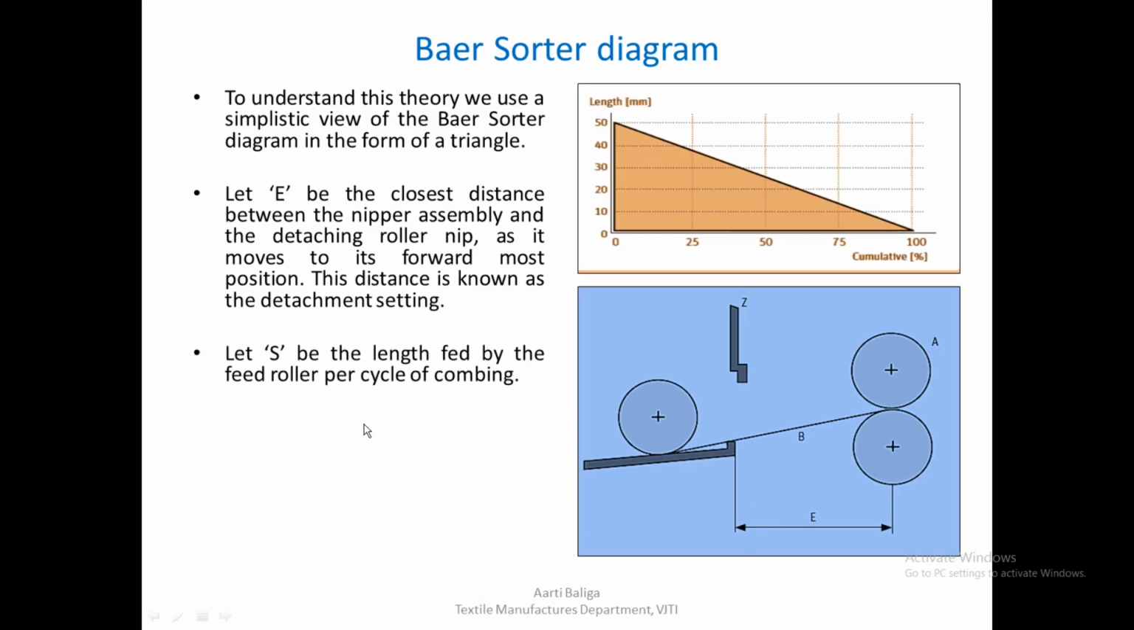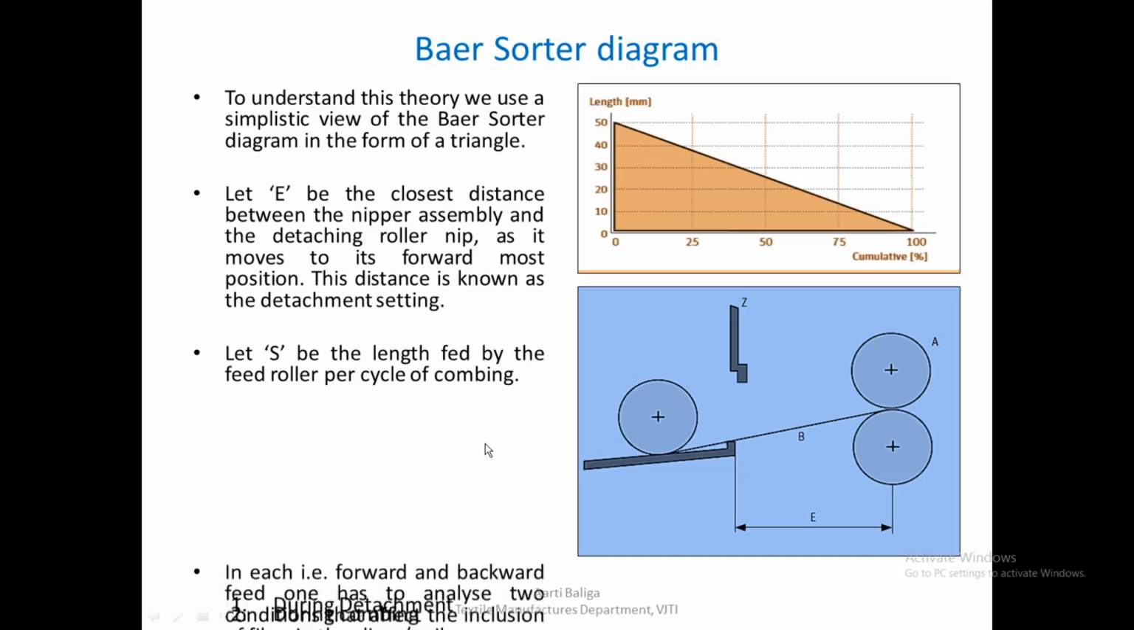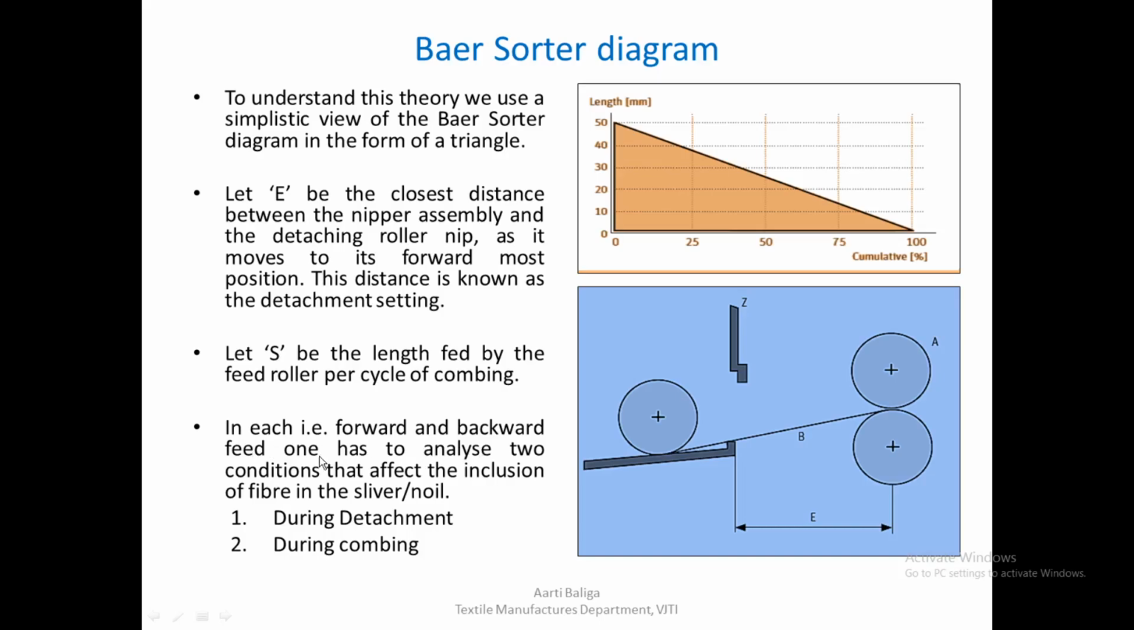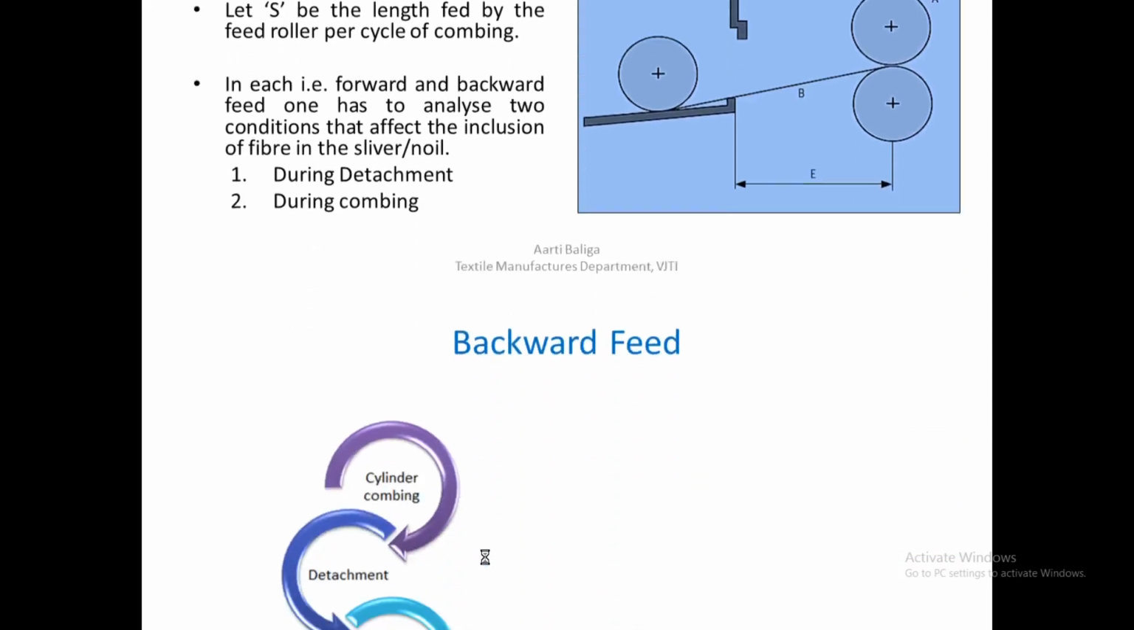Let us also say that S is the length fed by the feed roller per cycle of combing. In each of the forward and backward feed, one has to analyze two conditions that affect the inclusion of fiber in the sliver or the knot. There are two things which decide whether any particular fiber will go into the sliver or into the knot. So the two situations that one needs to analyze are: the first one is during detachment and the second one is during combing.